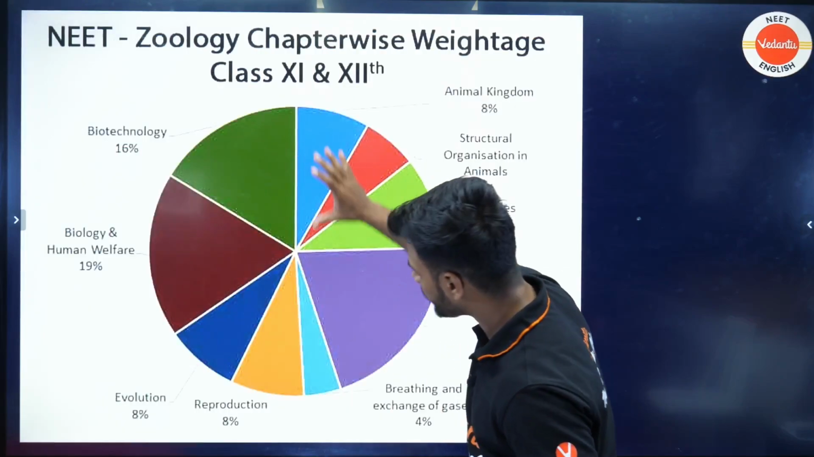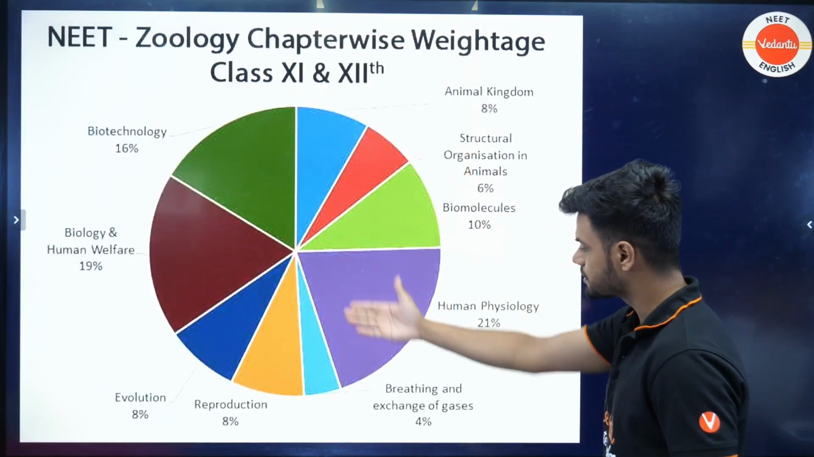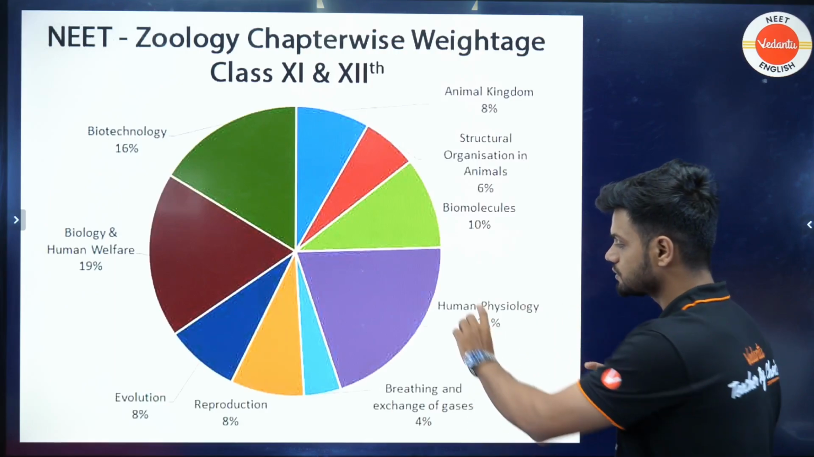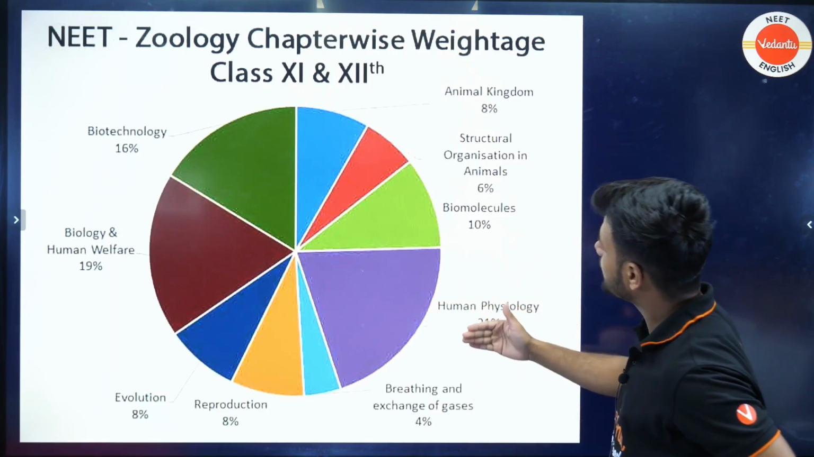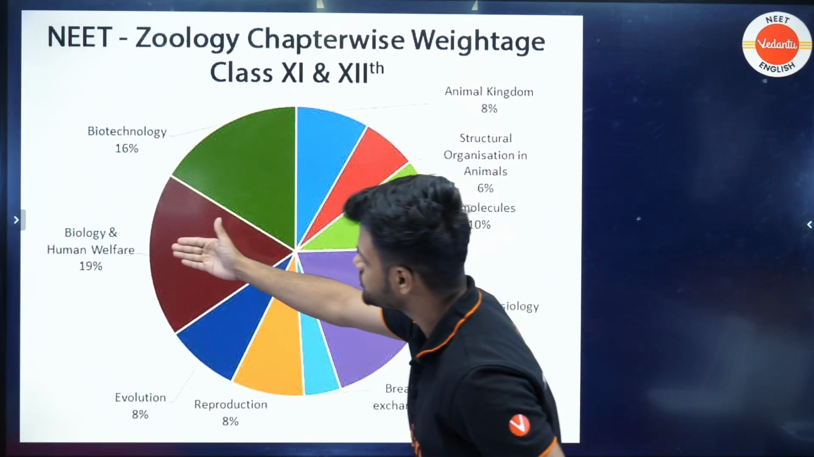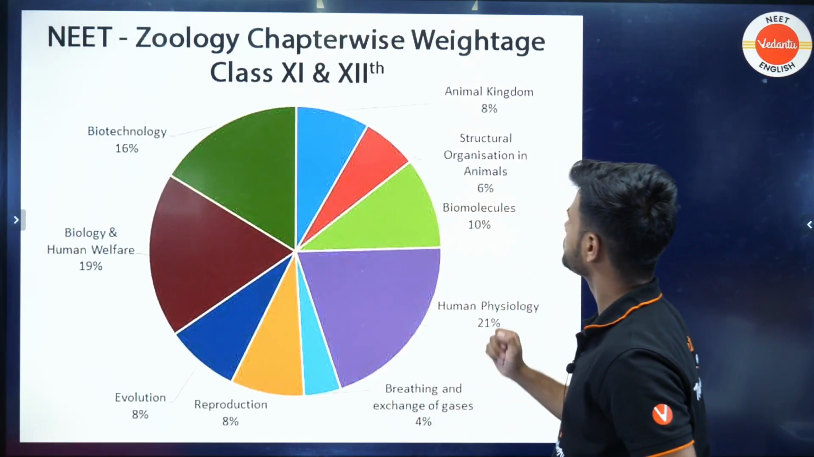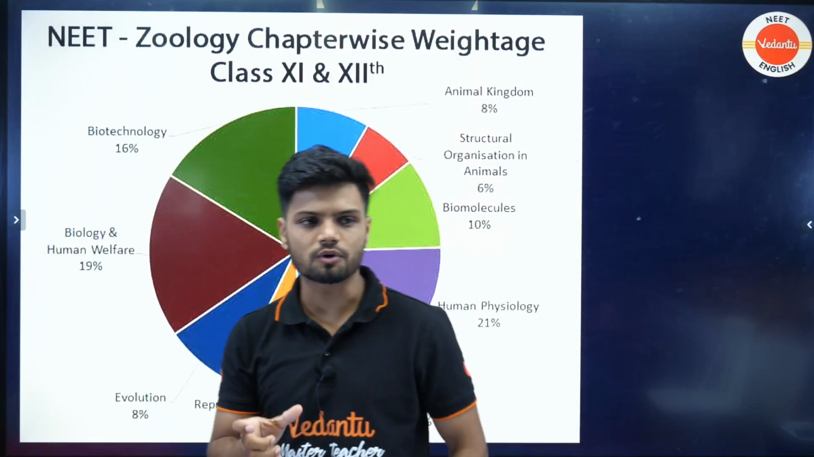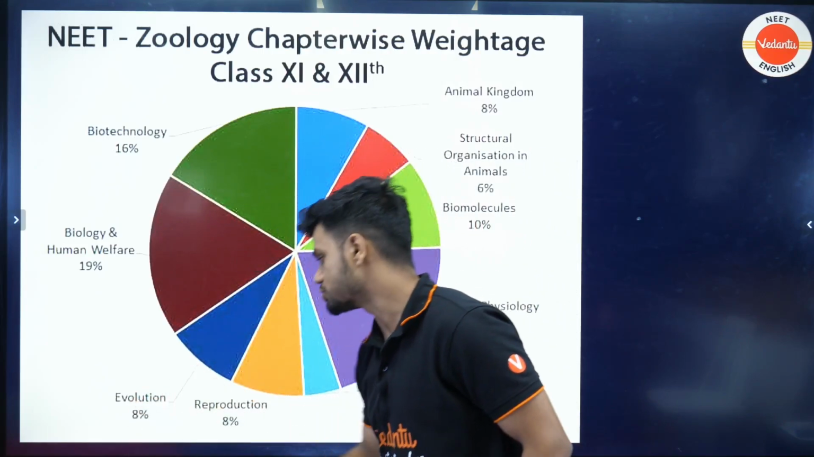Then if you look at unit-wise distribution, obviously it is going to be human physiology, which holds the highest percentage. Then we have your biomolecules, biology and human welfare, and biotechnology. You can expect fewer questions from reproduction or evolution.